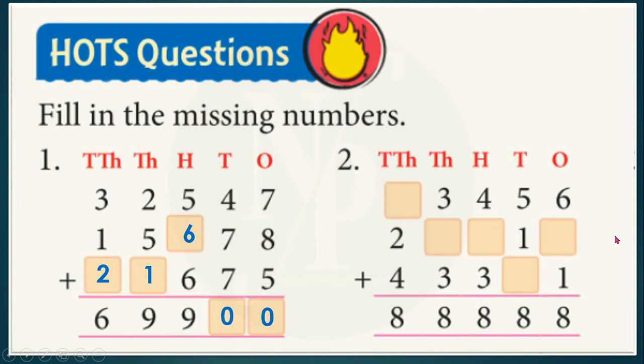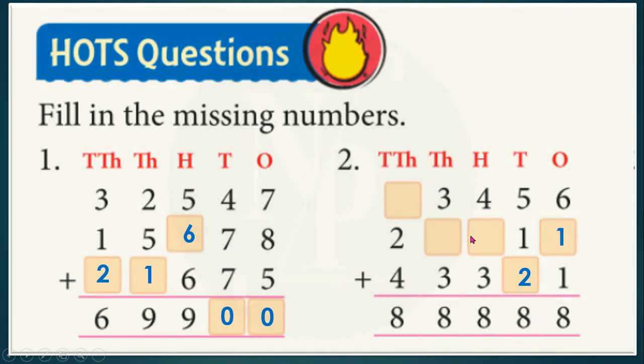Question number 2. Here there is a blank space here. And if you observe the sum here, all the digits are 8. So by adding these digits in each column, the sum should be equal to 8. Let us do that now. So here on adding 6 and 1 you get 7. So you should write 1 here to make it 8. On adding 5 and 1 you get 6. You need 2 more to make it 8. Write 2 here.